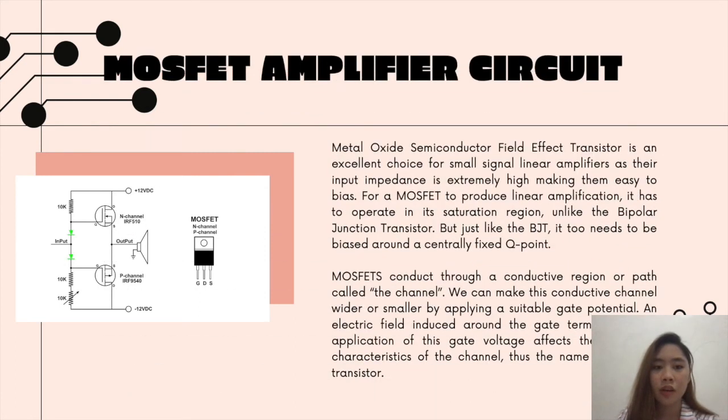First of all, what is the MOSFET amplifier circuit? It is short for metal oxide semiconductor field effect transistor, and it is an excellent choice for small signal linear amplifiers as their input impedance is extremely high, making them easy to bias. For a MOSFET to produce linear amplification, it has to operate in its saturation region, unlike the bipolar junction transistor. But, just like the BJT, it too needs to be biased around a centrally fixed Q point.